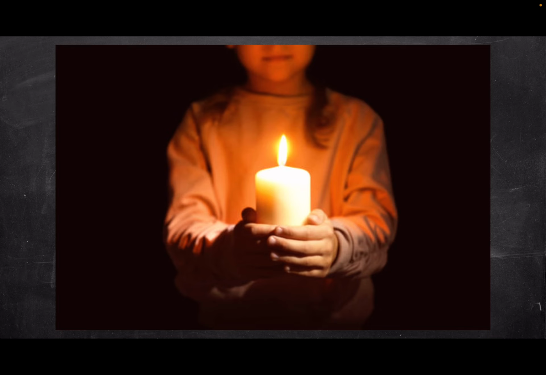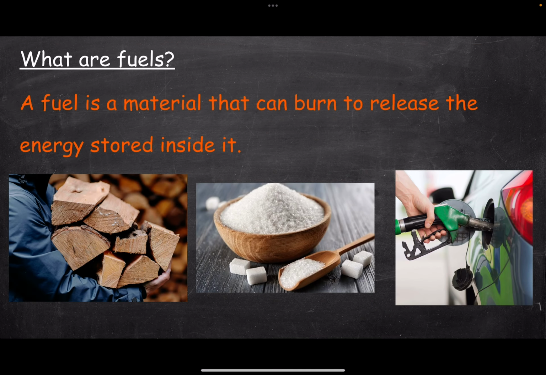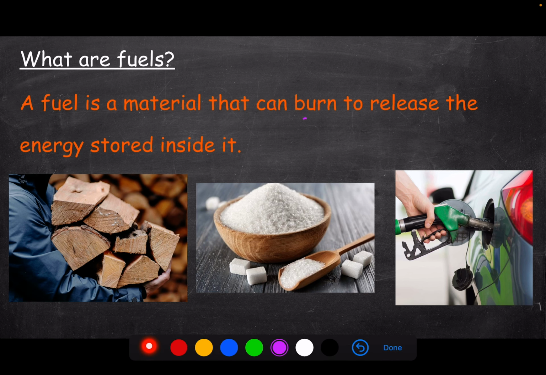How does something burn? Well, to answer that question, we first need to look at a fuel. What are fuels? Fuels are materials that can burn to release the energy stored inside of it. So, examples of fuels are materials like wood or products made from wood, like furniture, for example. Other examples of fuels are sugar, right? This is one type of sugar, but sugars in general are fuels, and they're the fuels for living things. And then we get petroleum or petrol that is made from fossil fuels. But more of that in another video.